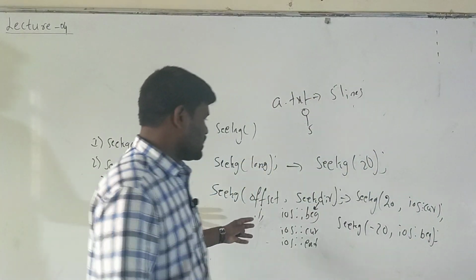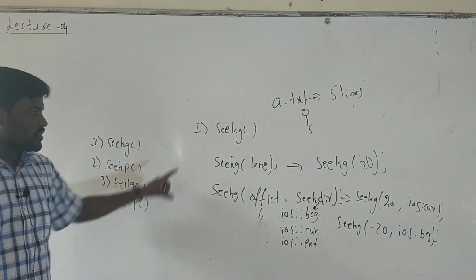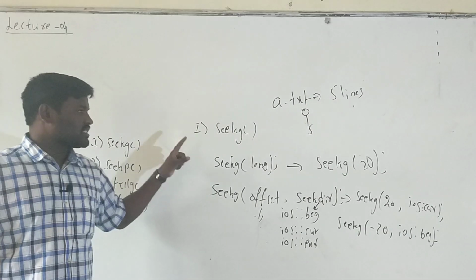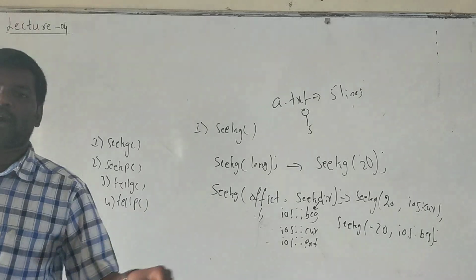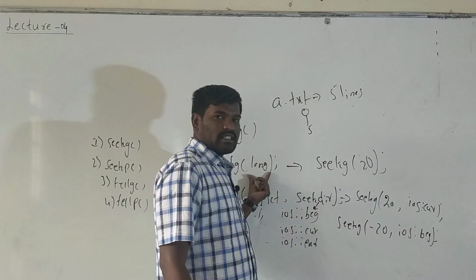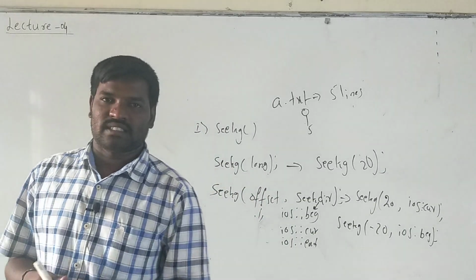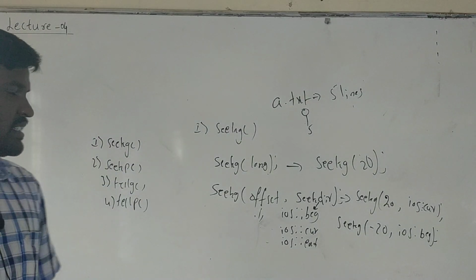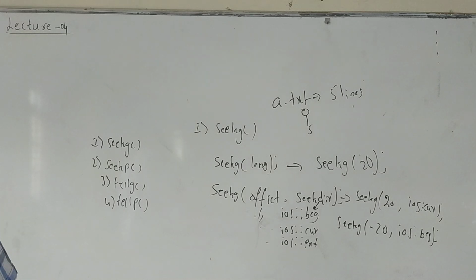So that is nothing but seekg. Seekg can be used in two ways. Seekg means it moves the get pointer to the specified location. So there are two types: seekg(long), and another one is seekg(offset, seekdir).